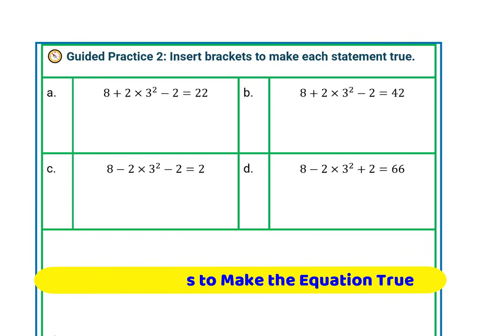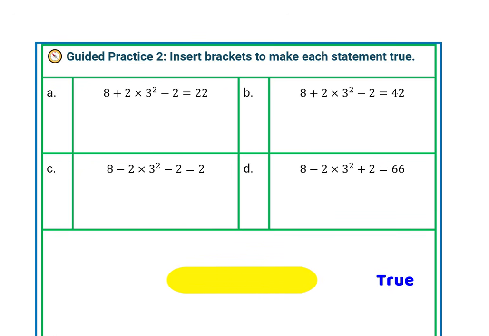So I'd like you to understand how we should be doing this, right? So pause the video, answer these questions, and then in the comments write down your answers. Where will the brackets come? That is the main thing which you need to figure out. Correct? Okay. So if you try the first one, which is 8 plus 2 times 3 square minus 2 equals 22, in that case, what can we do? And where can we place the brackets?